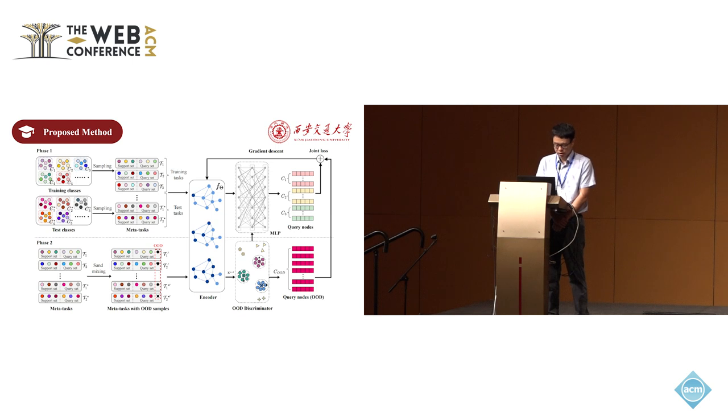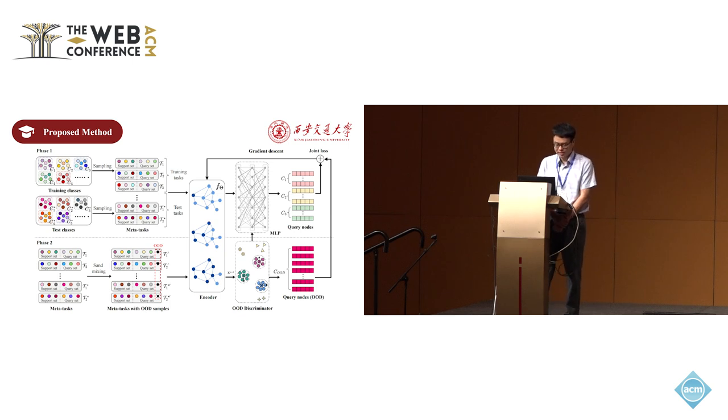We propose a new framework to solve these problems. Our method includes two phases. The first phase is a regular procedure. As in a regular procedure of few-shot learning, we construct meta training tasks, which include a support set and a query set, and train a graph neural network and a classifier based on a cross entropy loss. The second phase is our key contribution.